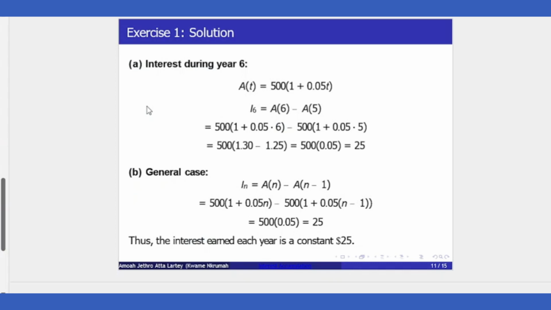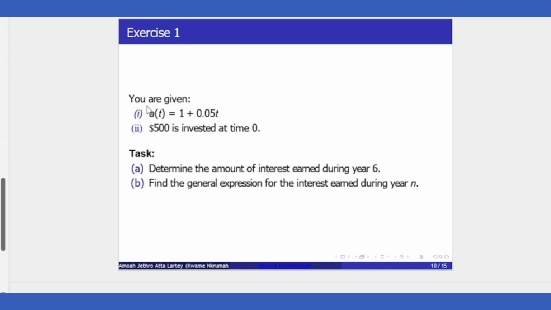Now, interest during year 6, right? The question was, you are given a(t), the accumulation function, to be 1 plus 0.05t, and the investment at time 0 is 500, right? So 500 is invested at time 0, and the task is to determine the amount of interest earned during year 6. What will be during year 6? From year 5 to year 6, right? And then you have to find the general expression for the interest earned during year 6.